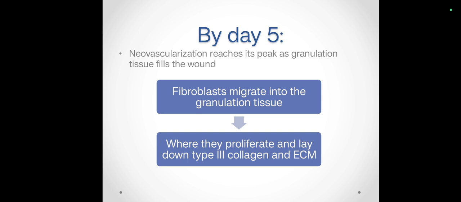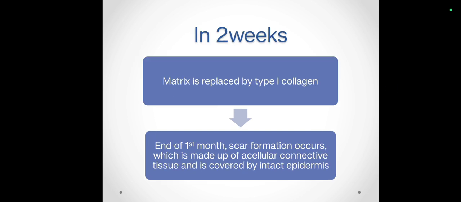Now, the fibroblasts, as they migrate in the granulation tissue, proliferate and lay down type 1 collagen and extracellular matrix. In 2 weeks, this extracellular matrix, which was initially having type 3 collagen, is replaced by type 1 collagen, and by the end of the first month, scar formation occurs, which is made up of acellular connective tissue and is covered by intact epidermis. This acellular connective tissue will give the scar a very pale appearance.